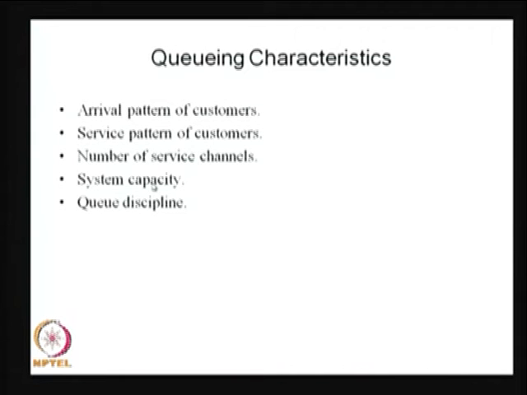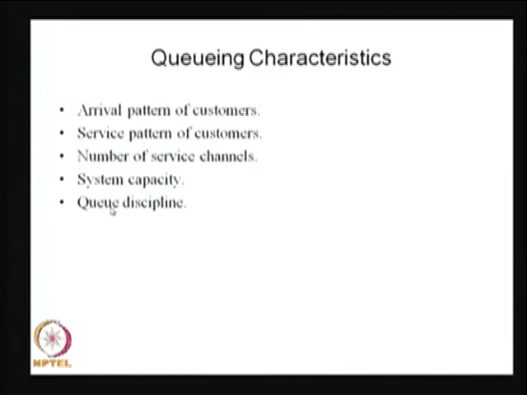The fourth piece of information is the system capacity, whether the capacity is finite or infinite. Accordingly, the number of customers in the system may go at most to the finite capacity, or an infinite number of customers can wait in the system to get service. Therefore, the system capacity is also an important characteristic.